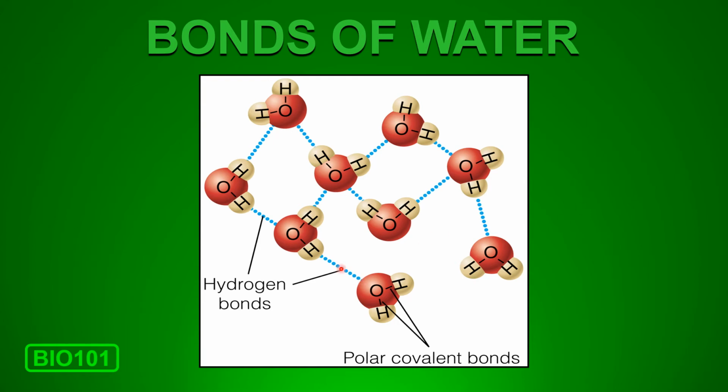And then you have hydrogen bonds, very weak bonds, between the oxygen of one molecule of water and the hydrogens of an adjacent water molecule. Okay. So we have those two different bonds going on in water, in a molecule of water.